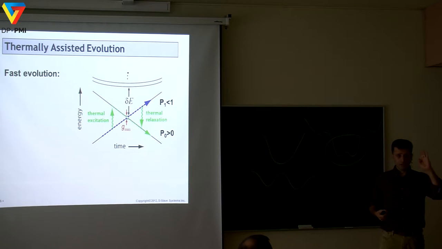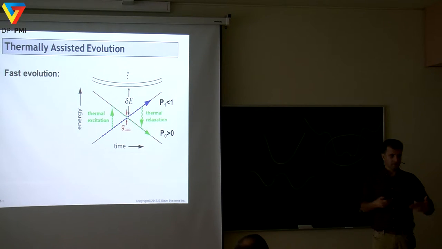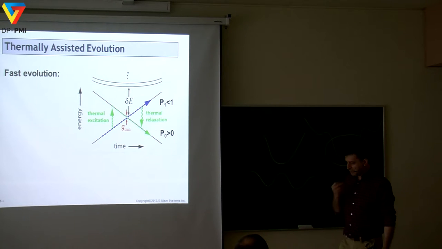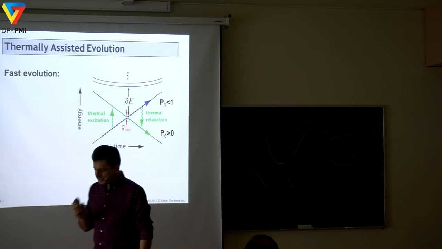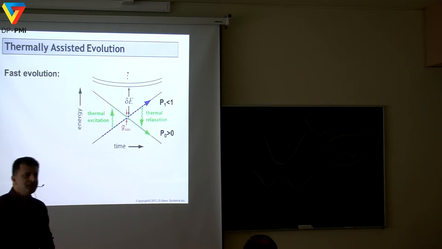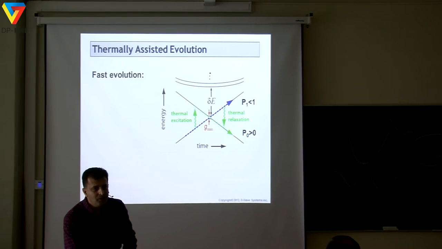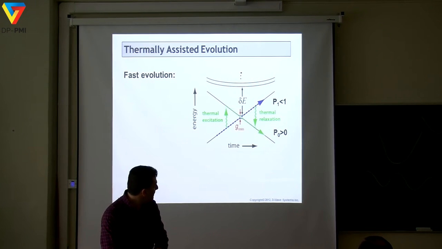But we have verification of that for a single qubit. But how about multi-qubit? Does this still hold? Also, another observation we had: when you have a situation where the gap is very small, actually temperature can help you. And here is why.